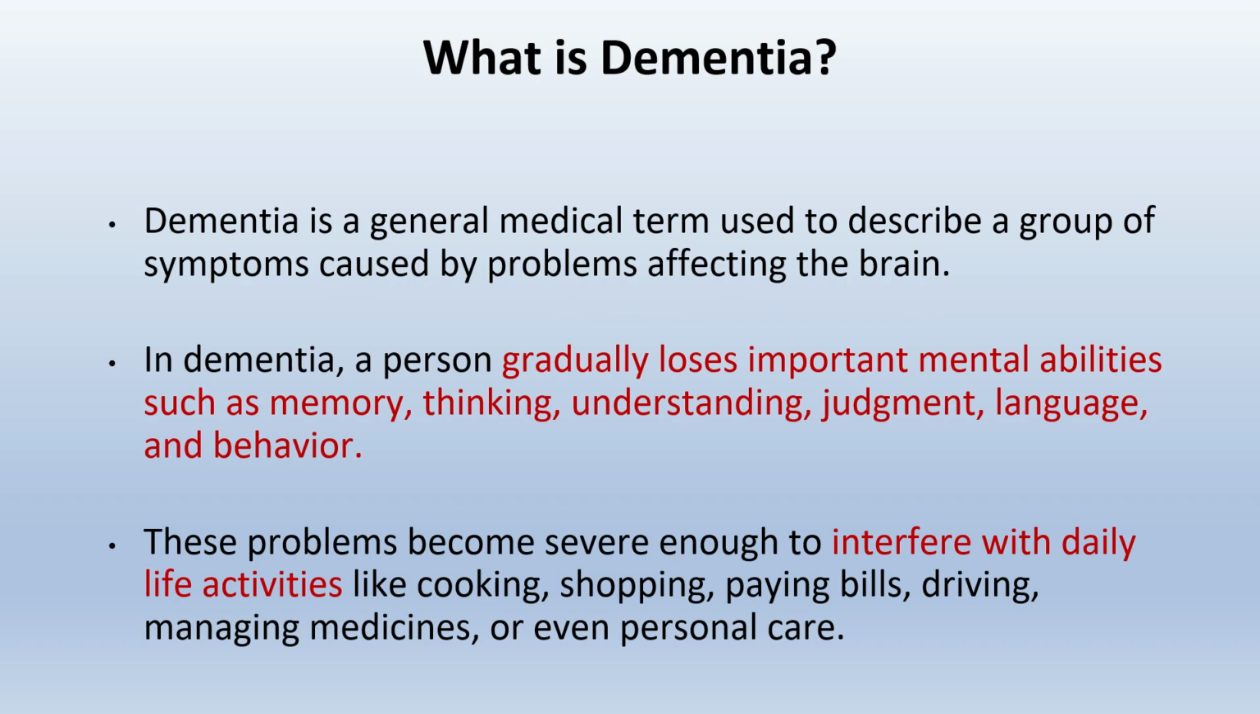What is dementia? Dementia is a general medical term used to describe a group of symptoms caused by problems affecting the brain. In dementia, a person gradually loses important mental abilities such as memory, thinking, understanding, judgment, language, and behavior. These problems become severe enough to interfere with daily life activities like cooking, shopping, paying bills, driving, managing medicines, and even personal care.